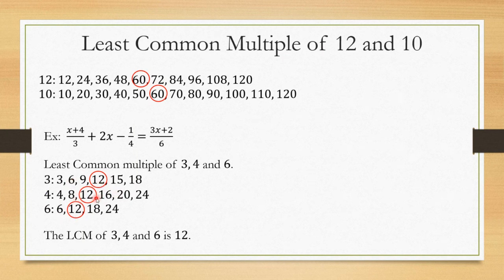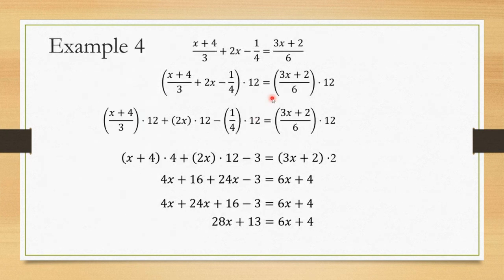So we got 12. I'm not going to be able to finish this, but what you would do is multiply both sides of the equation by 12. You would distribute, and the denominators would end up canceling. And now the equation becomes a lot easier once those denominators are not there.